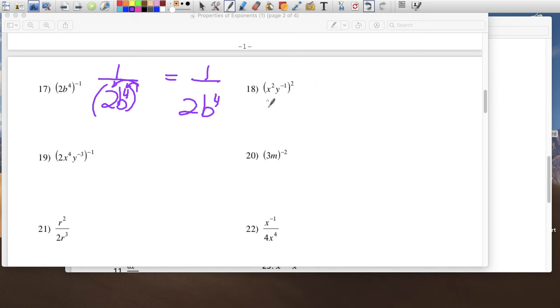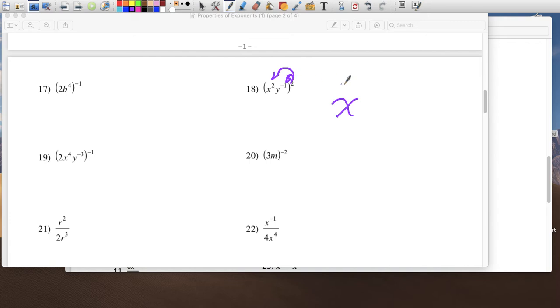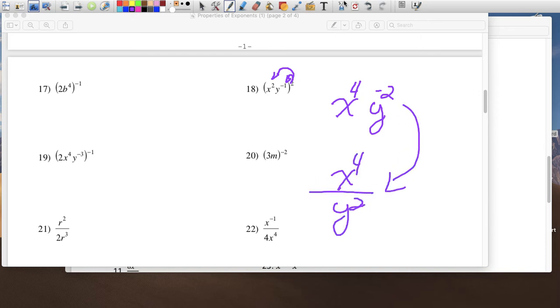This one, number 18, clear? Why is it not clear? So again, that x squared is raised to the 2nd power, and the y to the negative 1st is being raised to the 2nd power. So what I'd like to do is expand this. So 2 times 2 is 4, right? I get a 4 here. And negative 1 times 2 is negative 2. So after I apply the 2nd power to every factor inside the parentheses, I get that. But because y to the negative 2nd power is negative, I'm going to change that and rewrite it like this. So that becomes this, right?